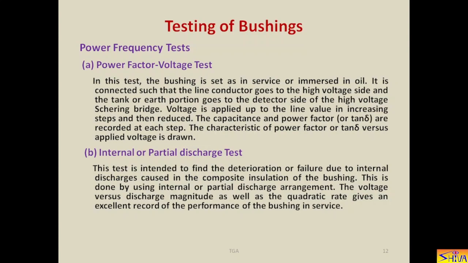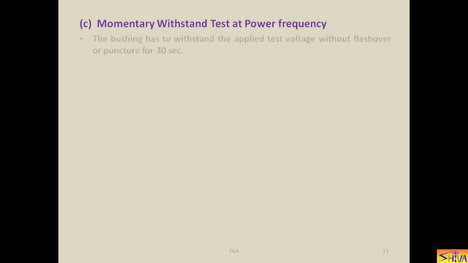This is done by using internal or partial discharge arrangement. The voltage versus discharge magnitude as well as the quadratic rate gives an excellent record of the performance of the bushing in service. Now what is the discharge magnitude and quadratic rate? That I had explained in my previous video lecture. So that is obtained for the bushing, and that gives an excellent record of the performance of the bushing in service condition.